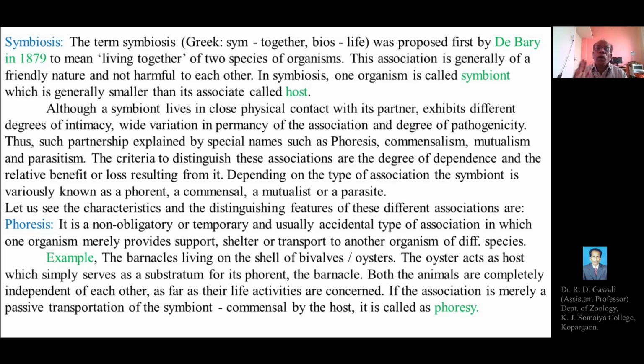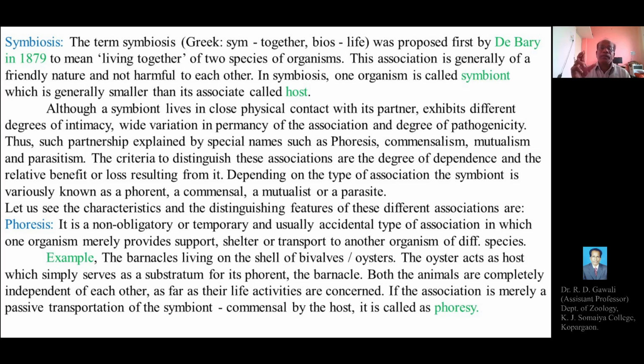Phoresis is a non-obligatory, temporary and usually accidental type of association in which one organism merely or partially provides support, shelter, or transport to another organism of a different species. So phoresis is just a loose form of relationship where one organism provides mere or partial support, shelter, or transport to another organism of a different species.